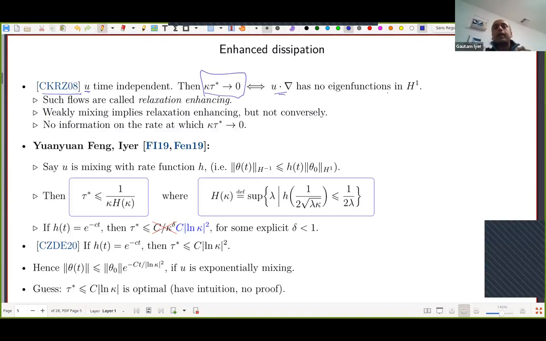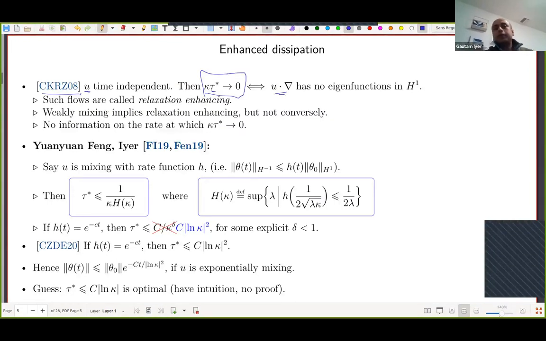So let me remind you again, enhanced dissipation really tells me my dissipation time is little o of 1 over kappa, right? So this condition that I've boxed is exactly saying kappa times tau star vanishes. That's exactly little o of 1 over kappa, right? So they call such flows relaxation enhancing. It's a nice spectral characterization. Weakly mixing flows have to be relaxation enhancing, but the converse is false.